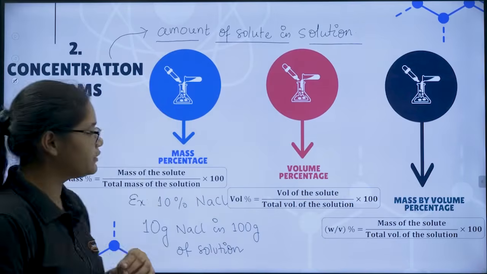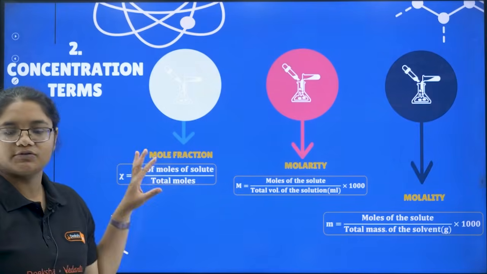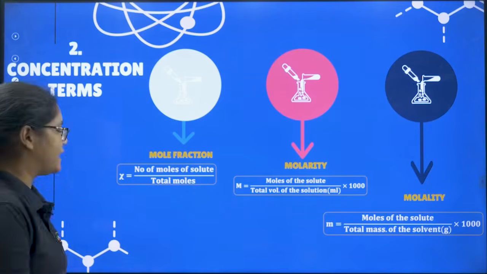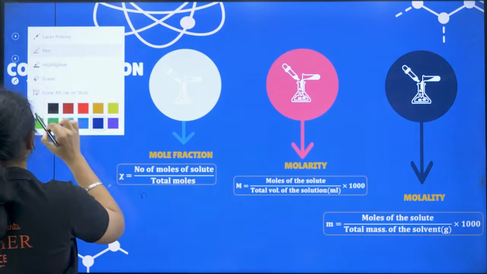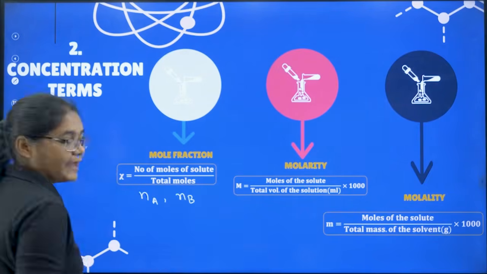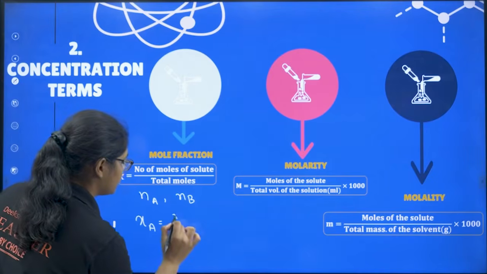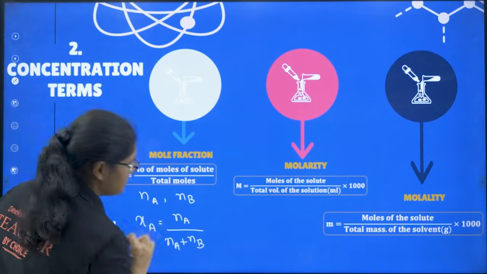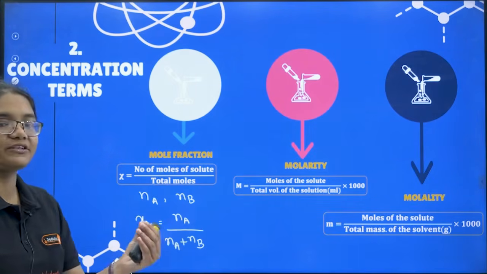Clear? Now we'll go to the next important ones, mole fraction, molarity and molality. So mole fraction is the number of moles of the solute by the total number of moles. For example, you have number of moles of A and number of moles of B, Na and Nb. Then what's the value of mole fraction of A? It is number of moles of A divided by total number of moles, right? And Nb by Na plus Nb will be the mole fraction of B.